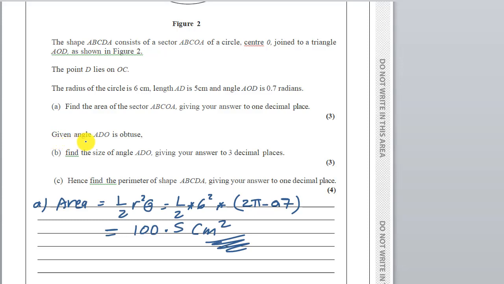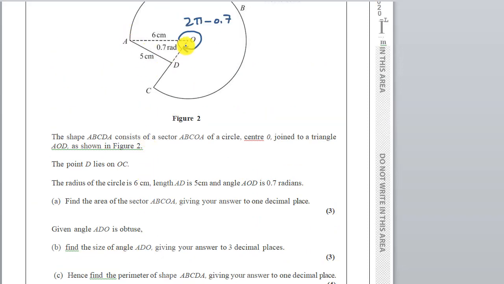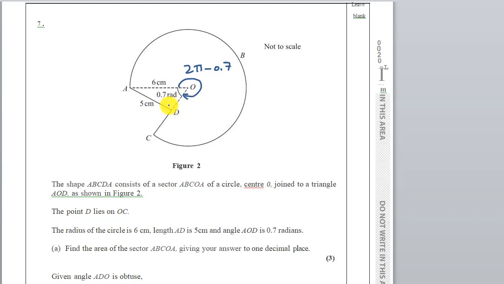Given the angle AOD is obtuse, find the size of angle ADO. This angle. Give your answer to 3 decimal places. So we look for this angle in this triangle AOD. Using the sine rule, sine ADO divided by 6 is equal to 5 divided by sine 0.7.